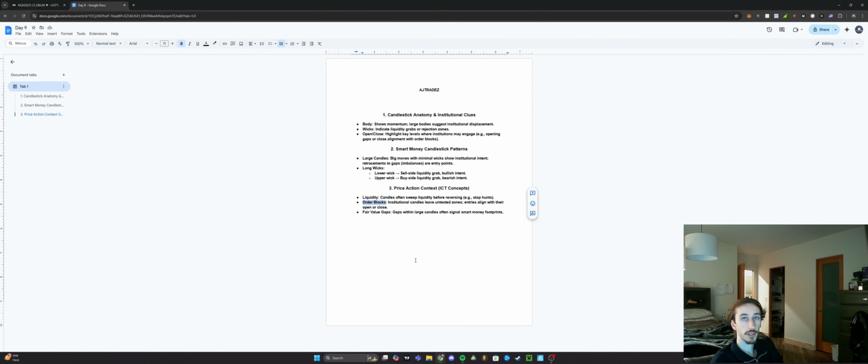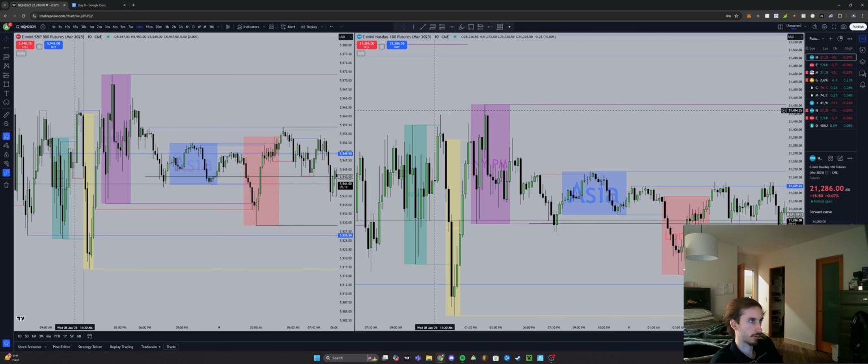If you look at order blocks as well, order blocks have institutional candles that leave untested zones or where entries align with their open or close. And I don't mean an open or close of an order block. I mean an open or close of a candle that is within an order block or something like that.